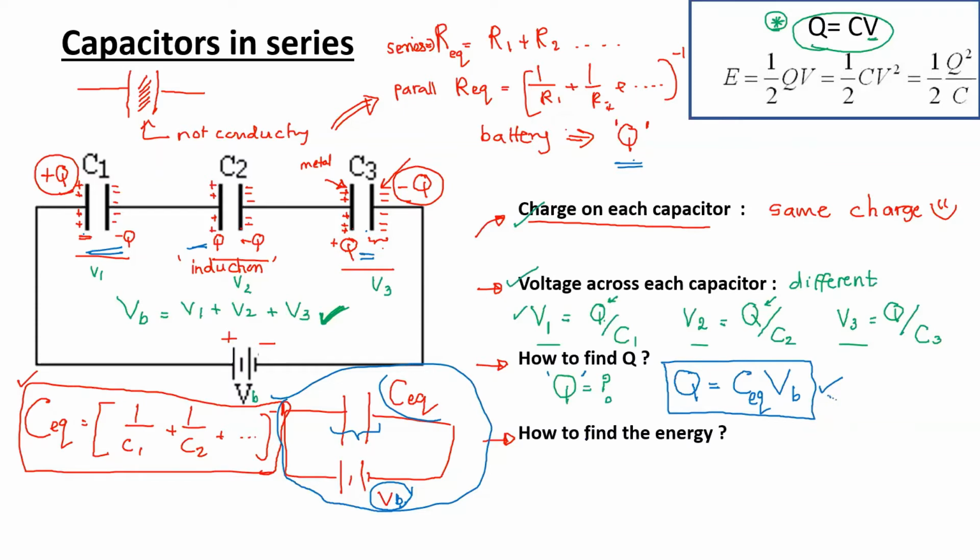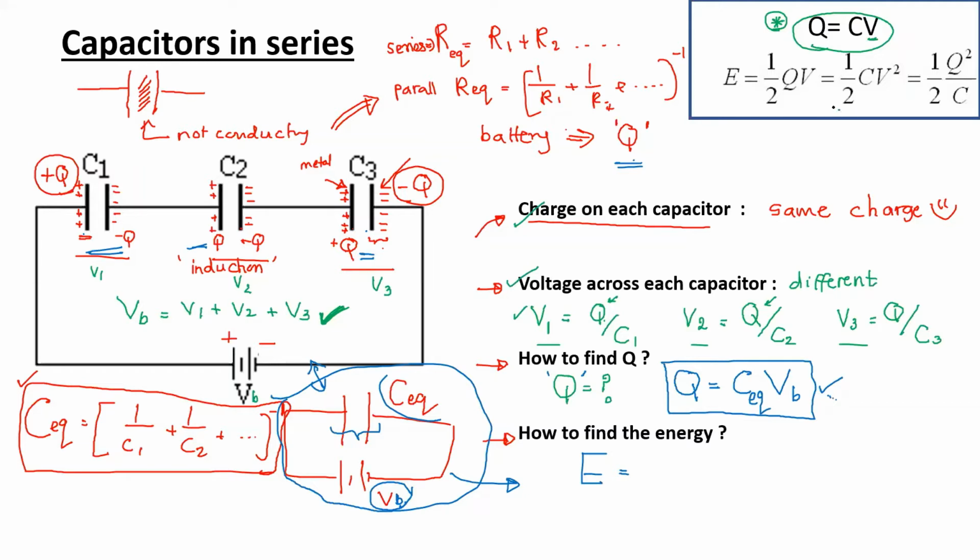Okay. So the next part, how can we find the energy? So one way to do it is find the energy of individual capacitors, which will be time consuming, right? If there were 100 capacitors, you will have to do it 100 times. It's not easy, right? So what we would do is we will use the equivalent circuit. So equivalent circuit means this is the same as this circuit.